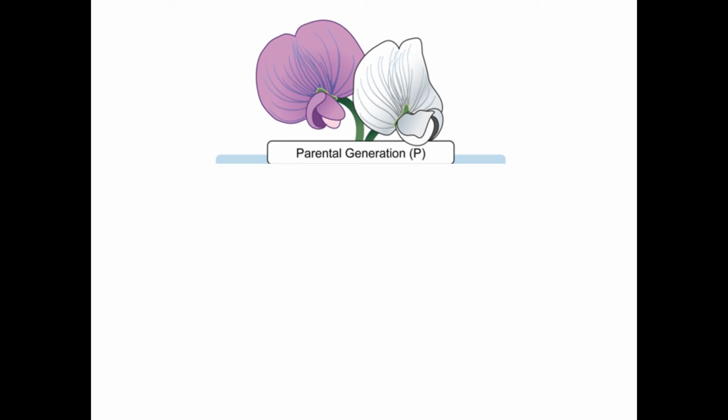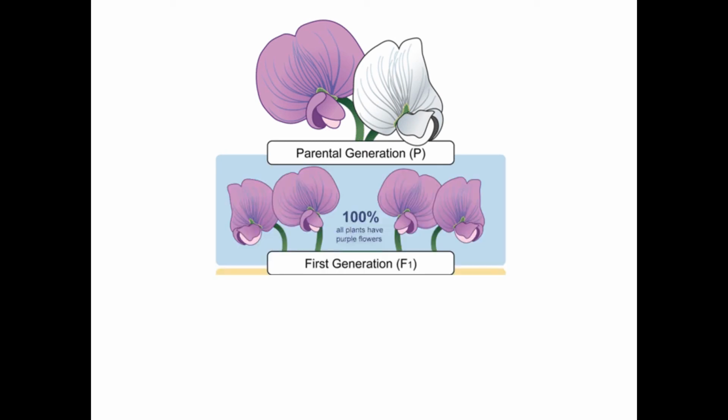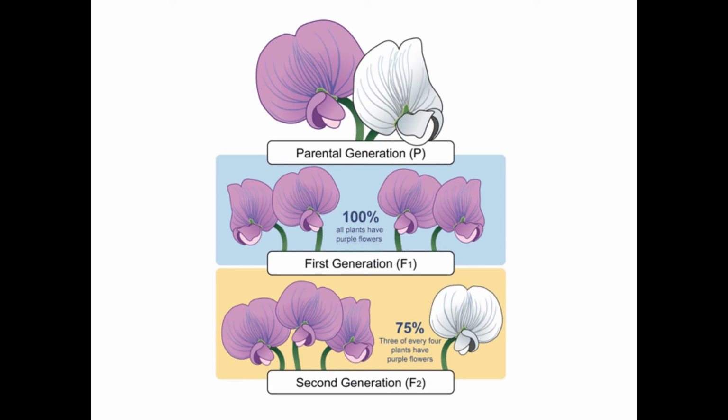You then cross those individuals together to create progeny. This is the first generation, or the filial generation, F1. In this version of the experiment, all of the plants in the F1 look like the purple parent. Then you take it one step further. You take two individuals from the first generation and you cross them together. This creates the second generation, or the F2. In this case, we see that 3 of the plants are purple and white has returned.